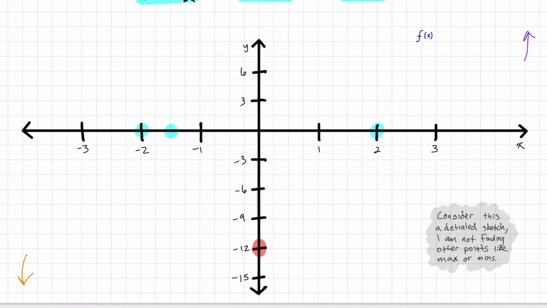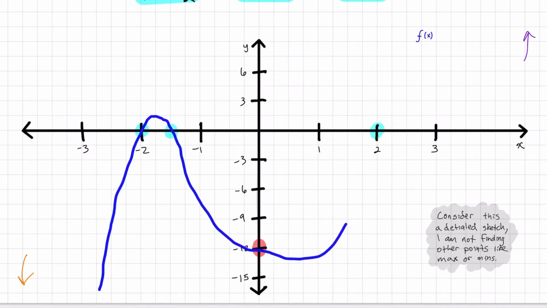So what I need to do now is just to smoothly draw my function. I start at the bottom, pass through that -2, pass back through the 3/2, come down, go through the -12, and up through the 2, and then arrows on either end. Something like that.